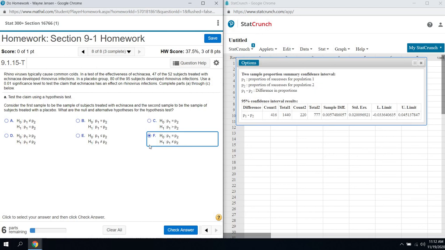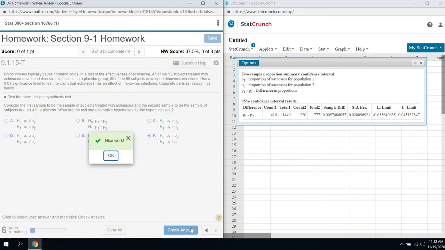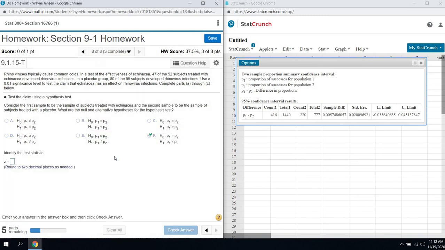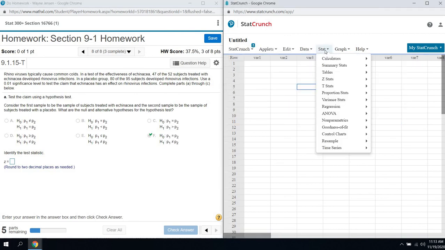Again, F's the only logical choice. Can't be C because we're not claiming one's bigger than the other. Can't be B because we're not claiming one's smaller than the other. Can't be A because it doesn't have the right null hypothesis. Can't be D because it doesn't have the right null hypothesis. E because it doesn't have the right null hypothesis. So you want to do this relatively quickly when you're on the exam. So let's go look at proportion stats.